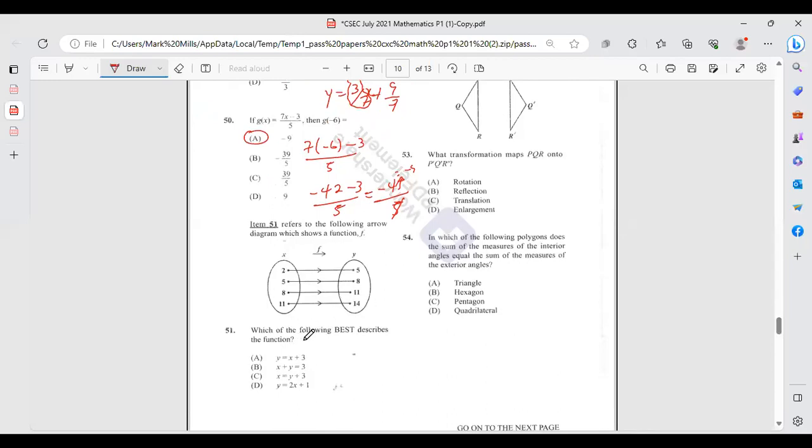Which of the following best describes the function? Y equals x plus 3. Y is equal to x plus 3. All right, so that will be what? A. All right.